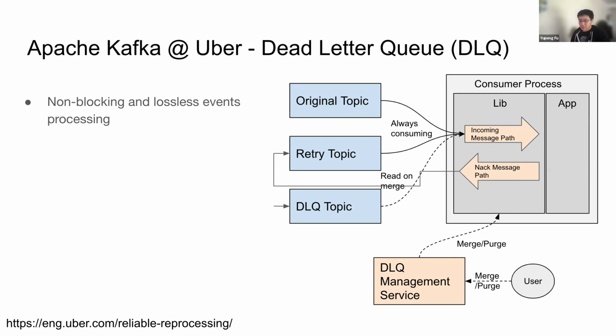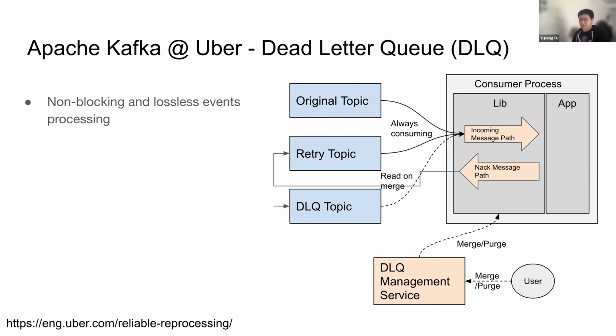However, in certain scenarios neither of these is sufficient. For example, in a payment system, we do not want to lose any events, because not processing some event may mean the driver may not get paid. However, we also do not want to keep blocking on this message, because we need to keep processing these important events. So to accommodate this challenge, we built this DLQ layer by using multiple Kafka topics.